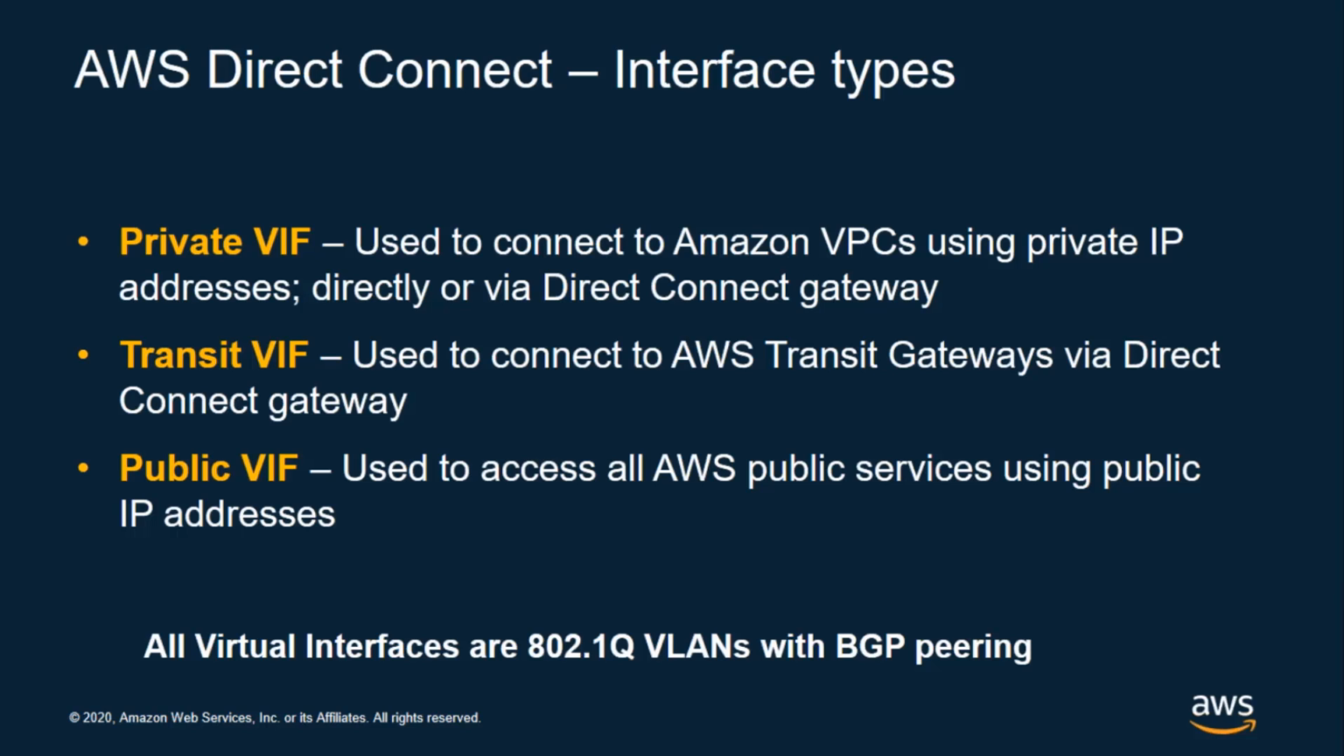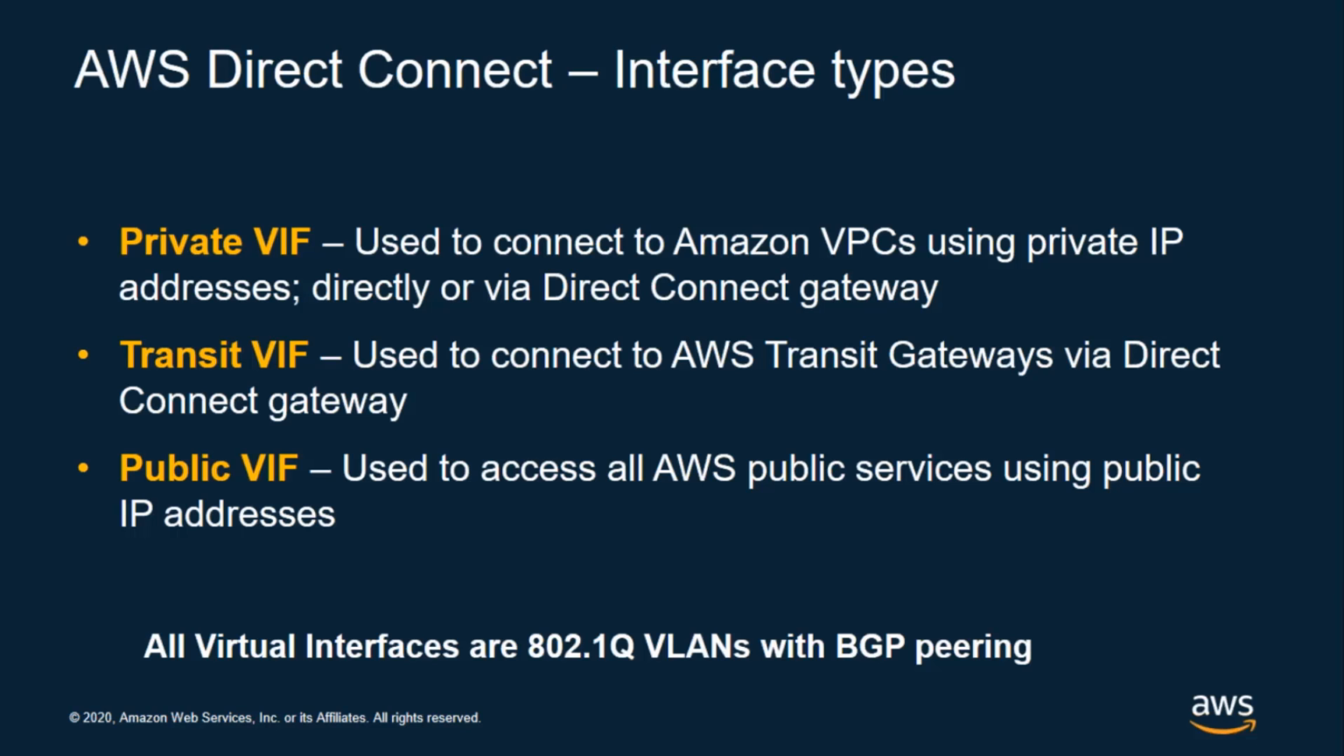We have the Transit VIF, which is the most recent type of virtual interface, which is used to connect to a transit gateway via Direct Connect Gateway. And then we have the public virtual interface, which is used to access all AWS public services through public IP addressing. So as you may see, these three different types of interfaces have a different purpose.